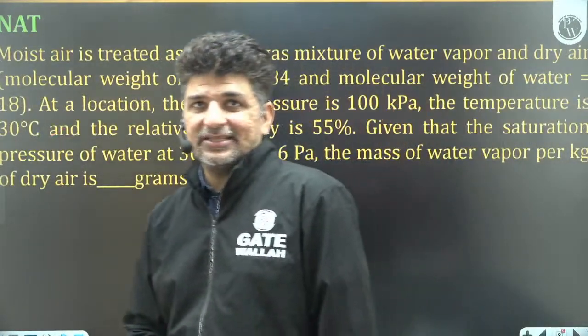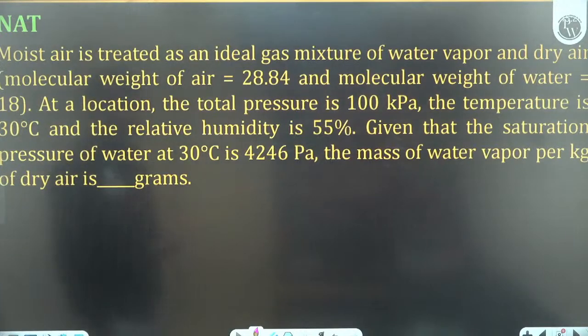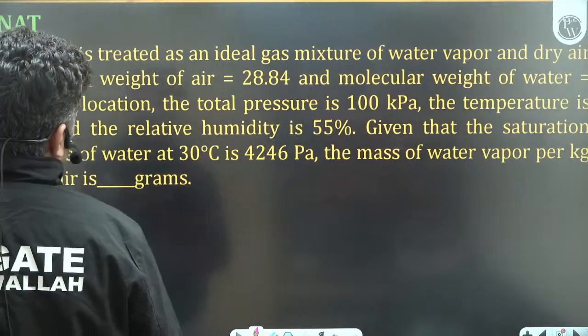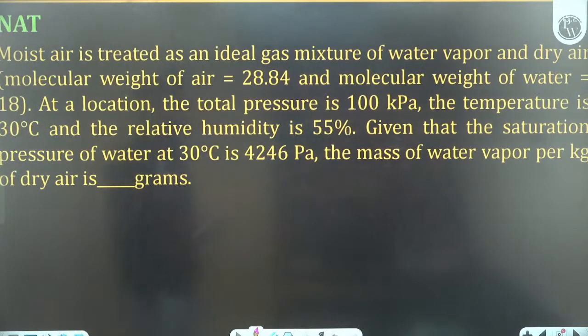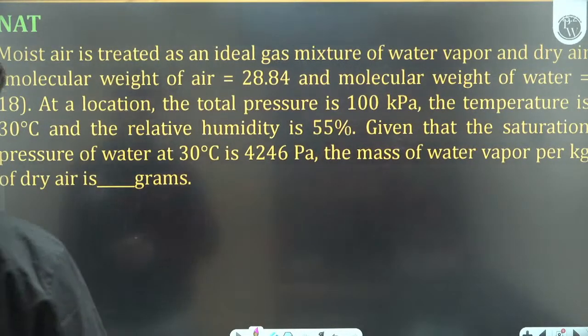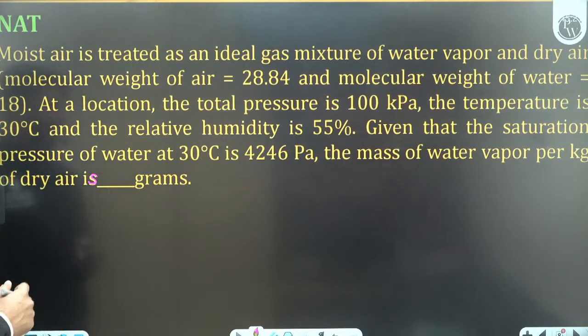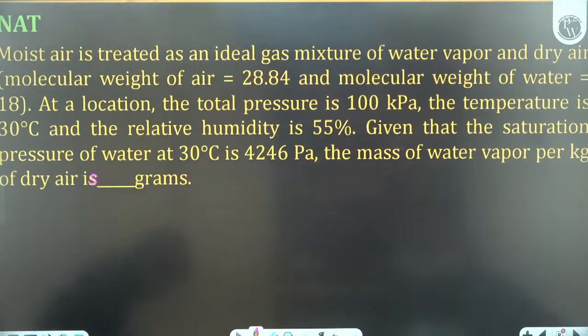Okay, chalo. So let's go to the next question. This is again a very good question. It says moist air is treated as an ideal gas mixture of water vapor and dry air. Molecular weight of air is 28.86 and molecular weight of water is 18. At a location, the total pressure is 100 kPa. The temperature is 30 degrees centigrade and the relative humidity is 55%. Given that the saturation pressure of water at 30 degrees centigrade is 4.4246 kPa, then the mass of water vapor per kg of dry air in grams is. So quickly calculate this. This is a very good question. Quickly calculate.